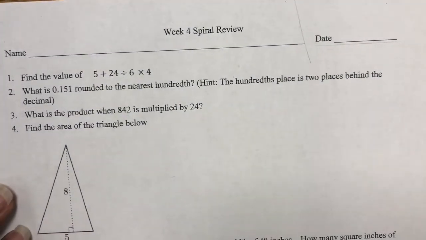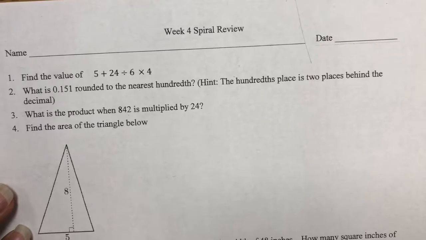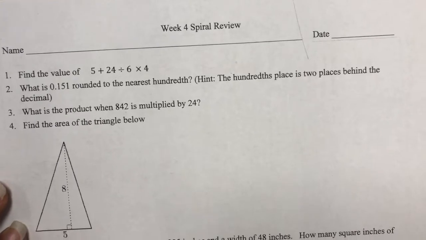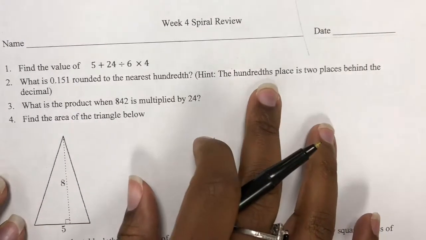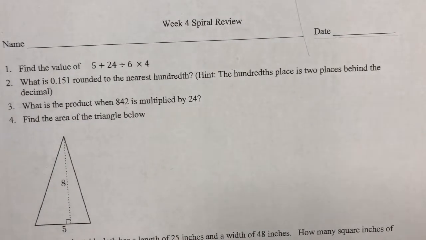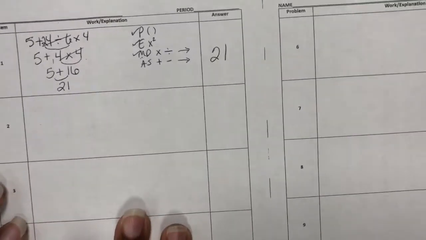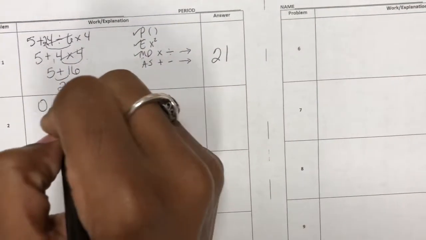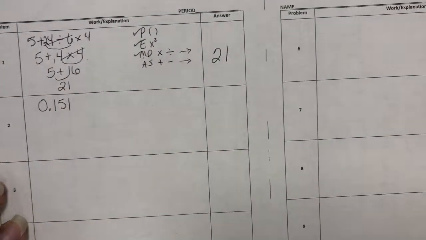Question number 2 says, what is 0 and 151 thousandths rounded to the nearest hundredth? And the hint is that the hundredth place is 2 places behind the decimal. So I'm going to write 0 and 151 thousandths down, and I'm rounding it to the nearest hundredth.